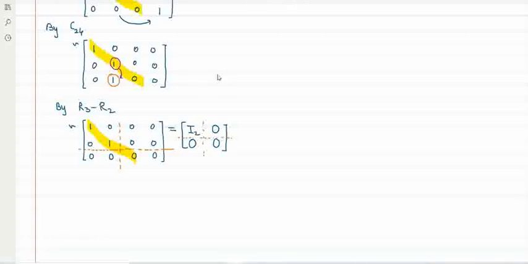So after getting the normal form, what is the rank? Hence, the rank of the matrix A is 2. Okay, 2, correct. So this completes the example. If any doubt is there, we can discuss.